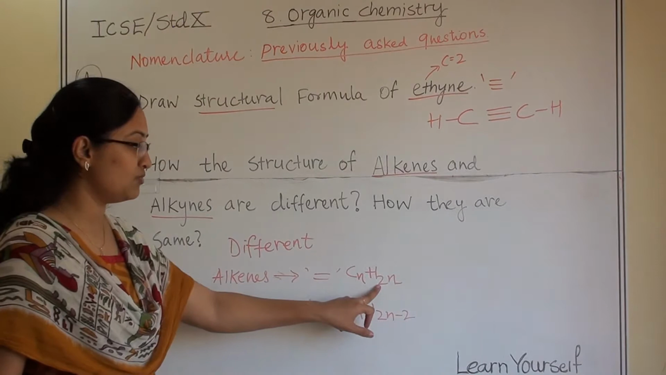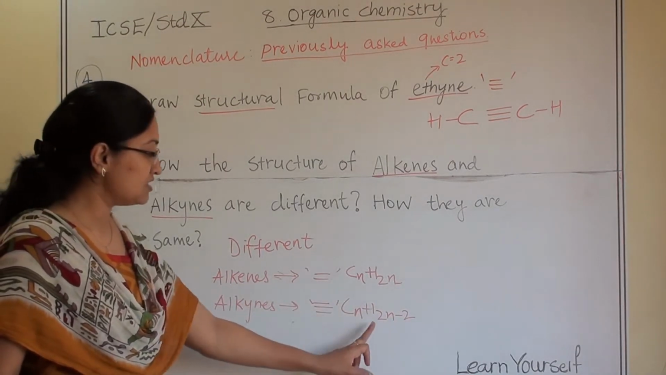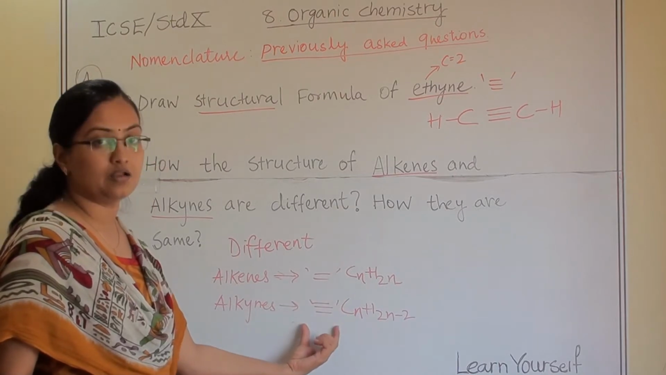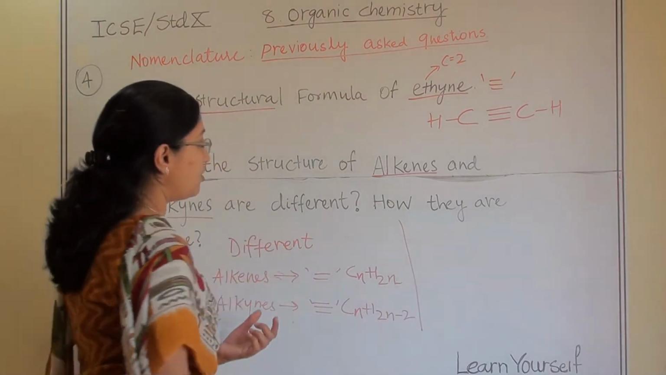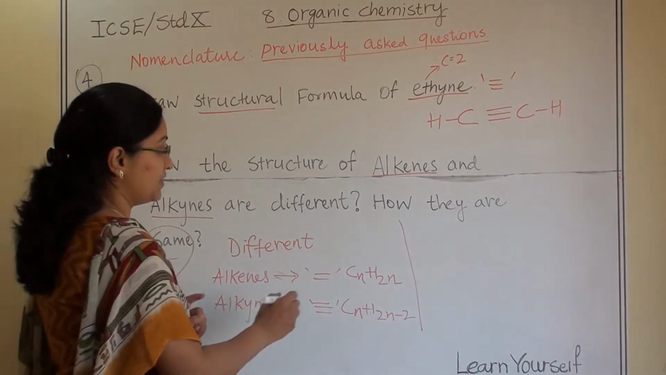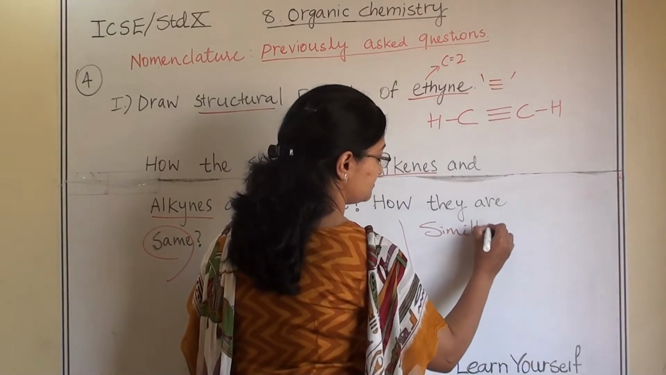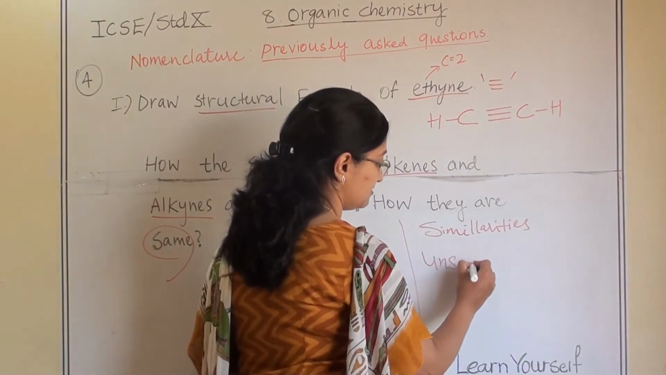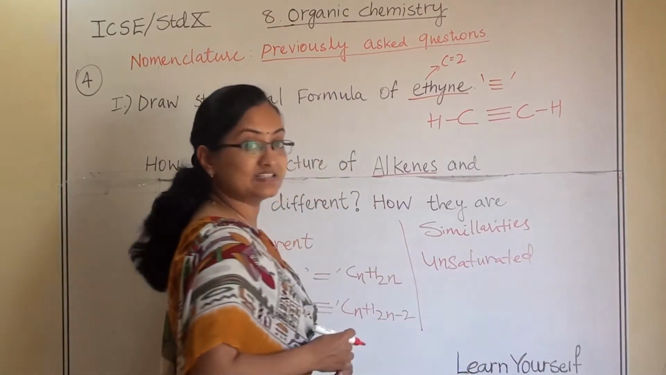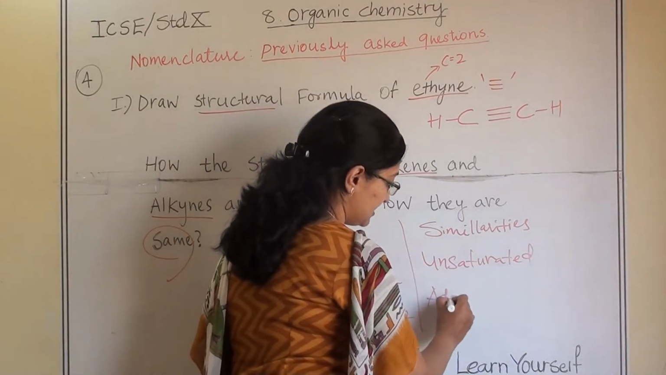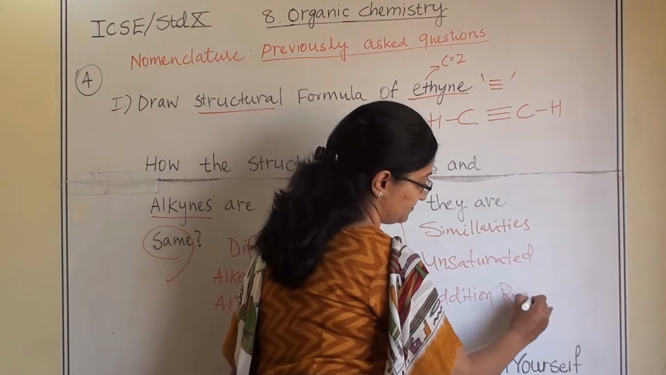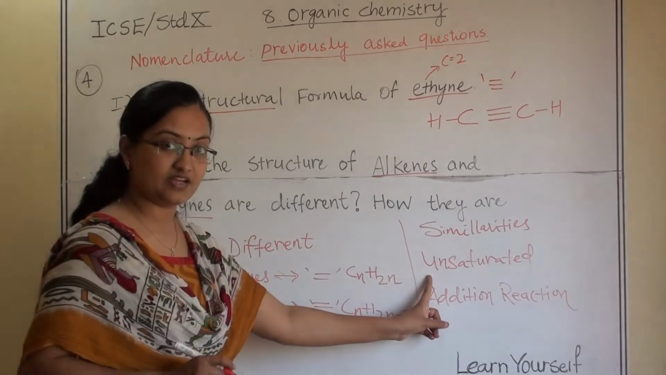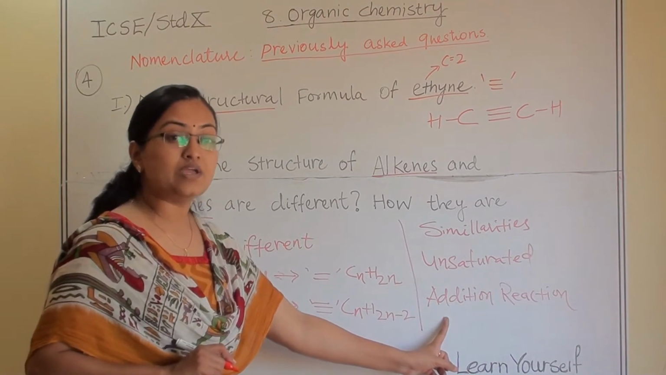These are double bonded with this homologous formula. These are triple bonded compounds with this homologous formula. Double bond between which atoms? Carbon-carbon double bond and carbon-carbon triple bond. Now they have also asked how they are the same. So what are the similarities between alkenes and alkynes? First thing, they are unsaturated. And the second thing, they can go for addition reaction. So these are the similarities between alkenes and alkynes: they are unsaturated hydrocarbons and they allow addition reaction.